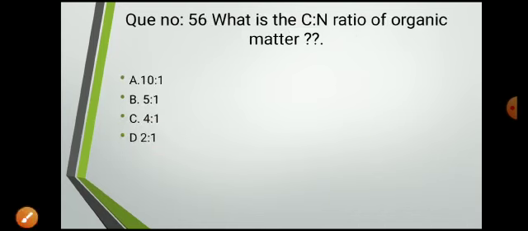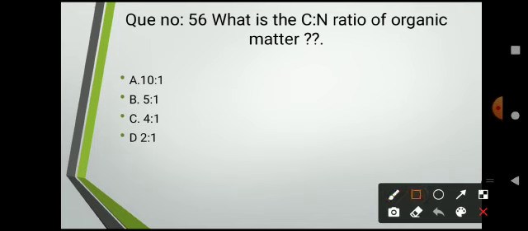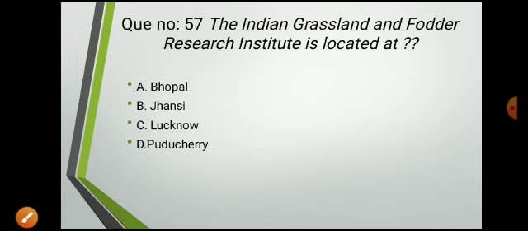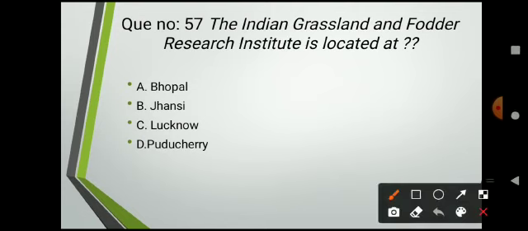Question number 56. What is the C:N ratio of organic matter? The options are... the correct option is option A, 10:1. It is the C:N ratio of organic matter. Question number 57. The Indian Grassland and Fodder Research Institute is located at. Options are Bhopal, Jhansi, Lucknow, and Puducherry. And the correct option is option B, Jhansi. In Jhansi, the Indian Grassland and Fodder Research Institute is located.